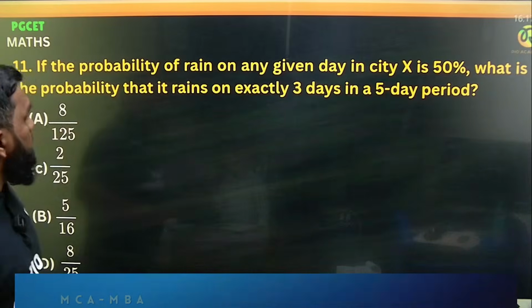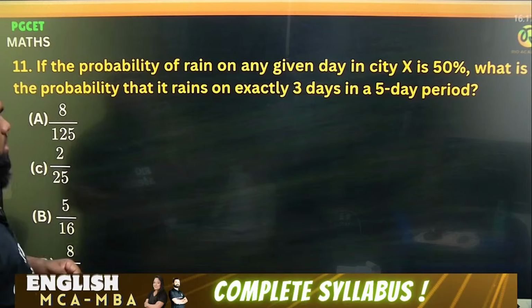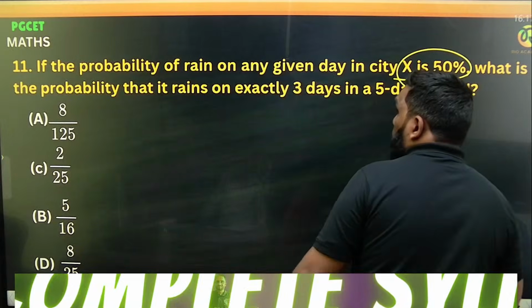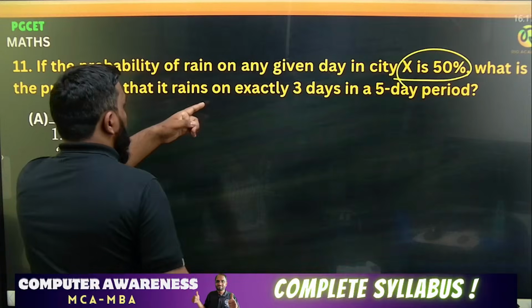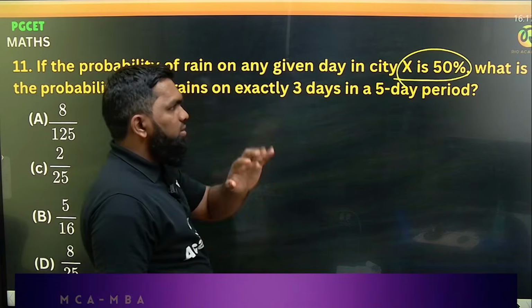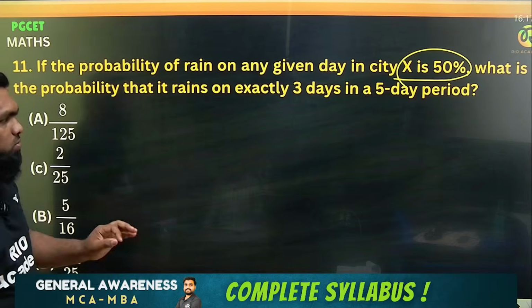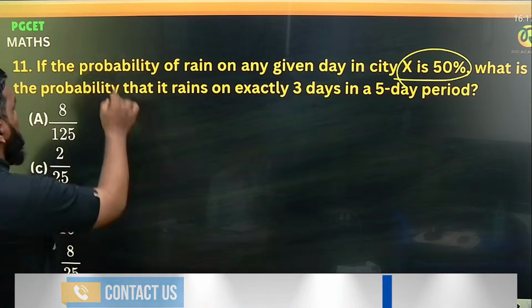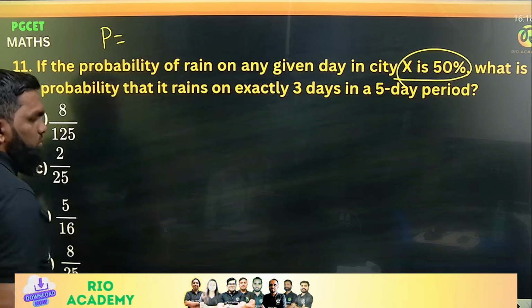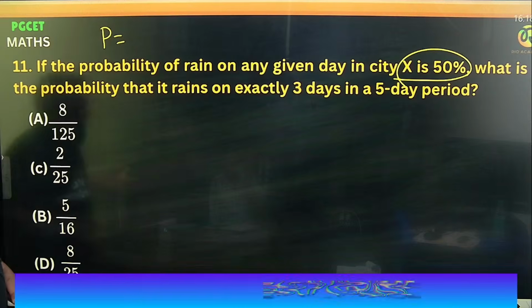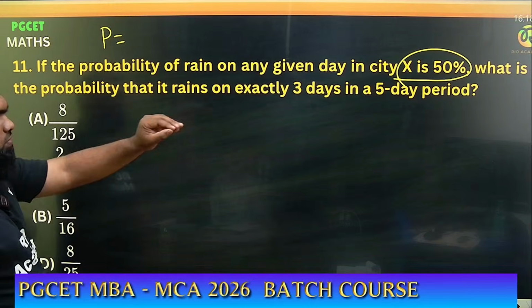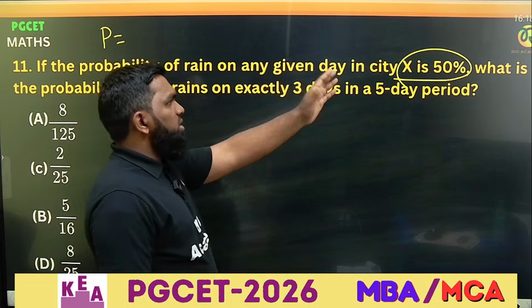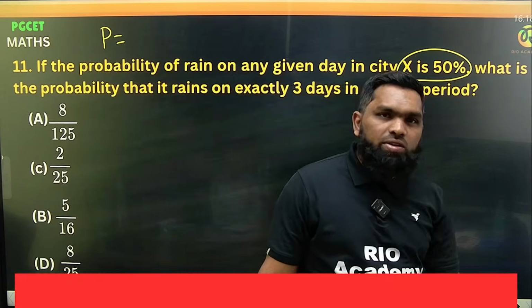See here. If the probability of rain on any given day in a city X is 50%, what is the probability that it rains on exactly 3 days in a period of 5 days? First, we have to take the total number of possibilities. We need to find the probability P. The probability of rain on any given day in the city is 50%.